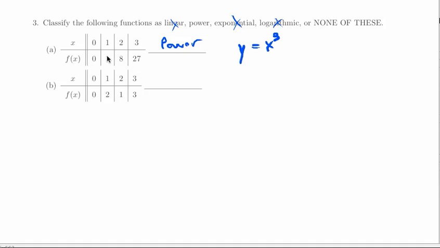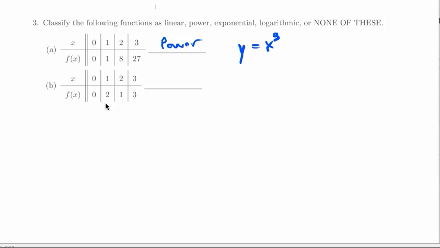I can read this off now. 1 cubed is 1, 2 cubed is 8, and 3 cubed is 27. So it actually is a power function. Now on to the next one. Let's just get rid of the x's here and all the declarations I have. What kind of function is this?